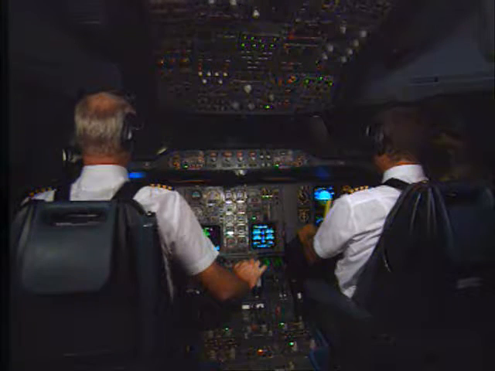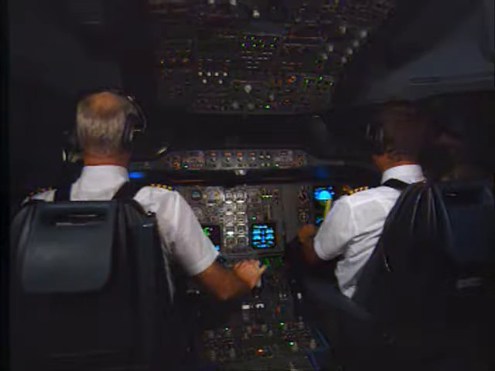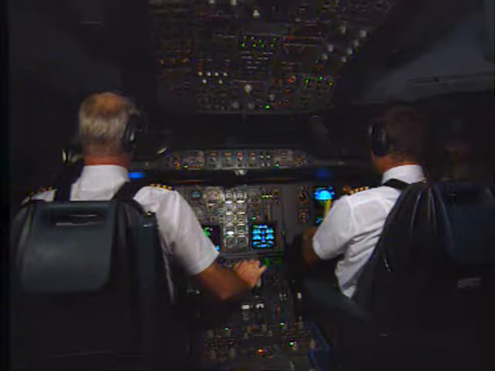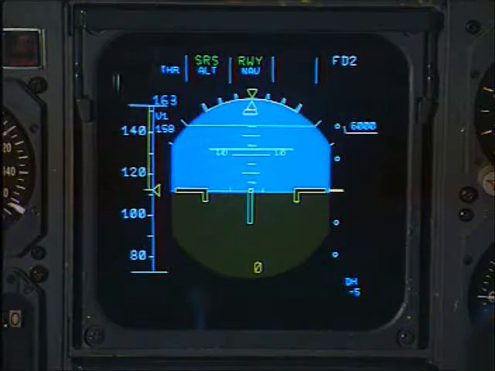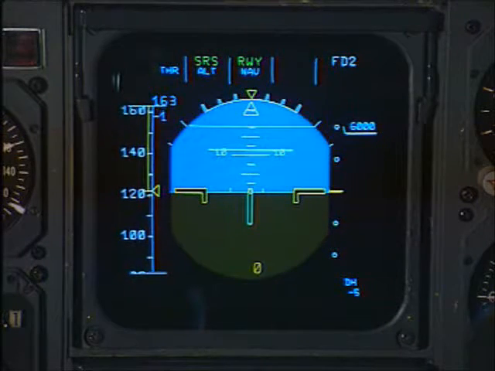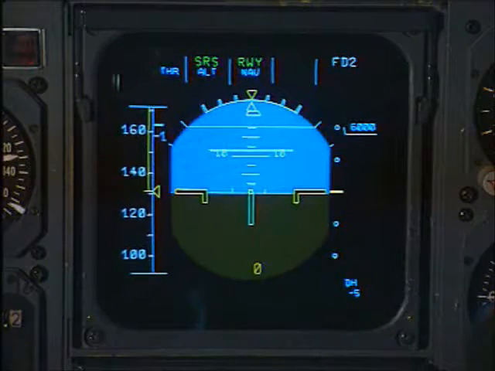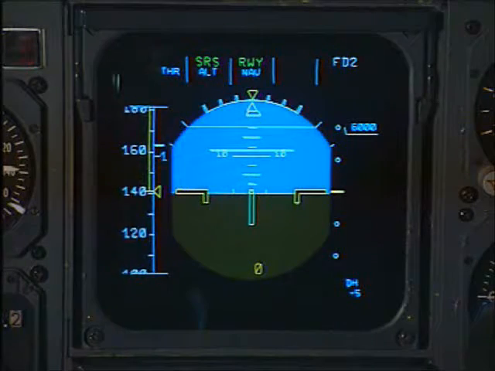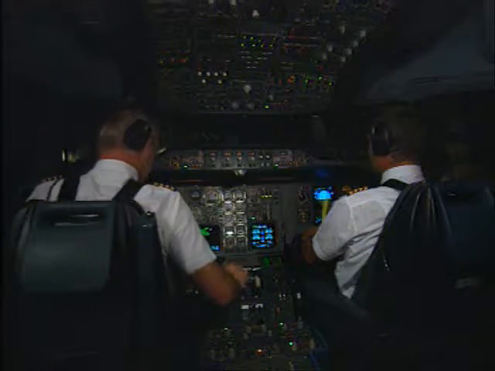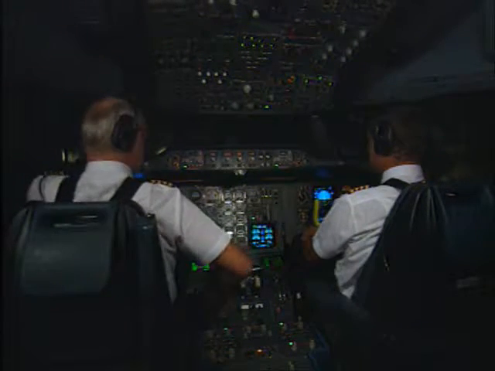Example 2. In this example, a tyre bursts at V1 minus 10 knots. Notice we are now in the high speed regime between 100 knots and V1. Again, it is a runway limited takeoff. The captain's decision is to go.